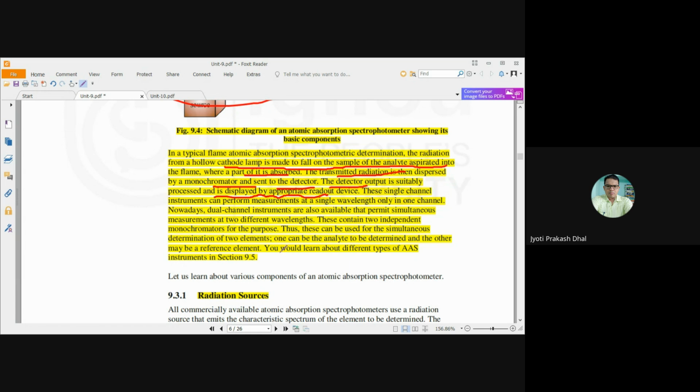This single channel instrument can perform measurement at a single wavelength only, in one channel. Nowadays, dual channel instruments are also available that permit the simultaneous measurement of two different wavelengths. This contains two independent monochromators for this purpose.